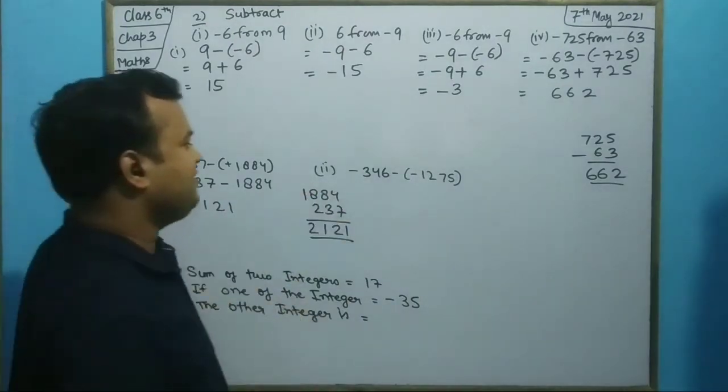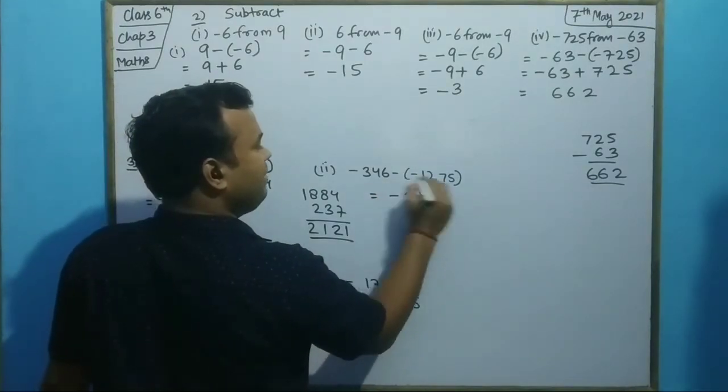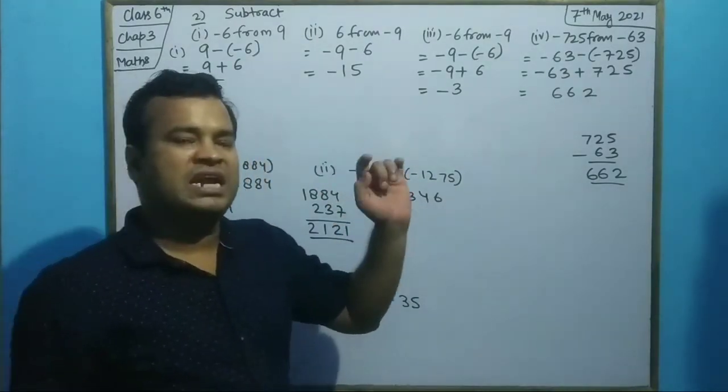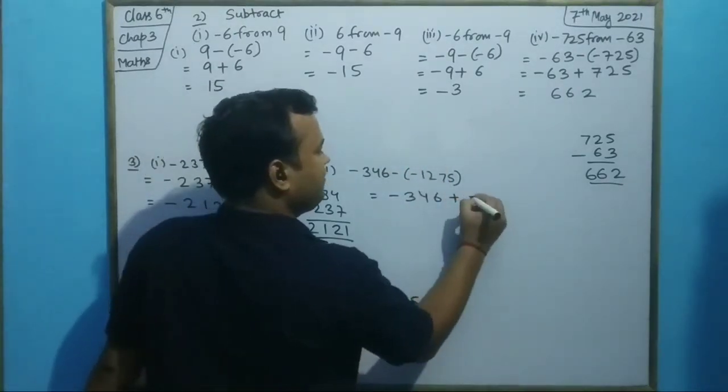Okay, let us see again here. What is this? Minus 346, minus of minus. How many negative signs? There are two negative signs. So it will be plus.